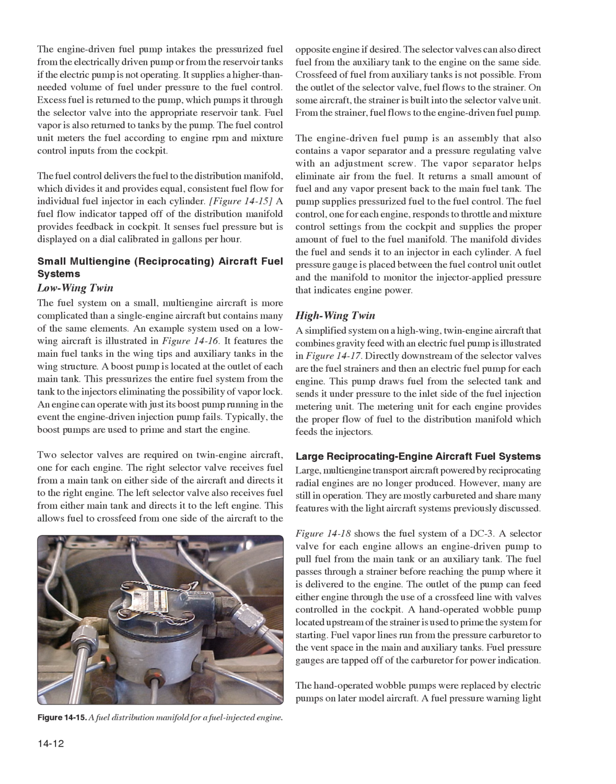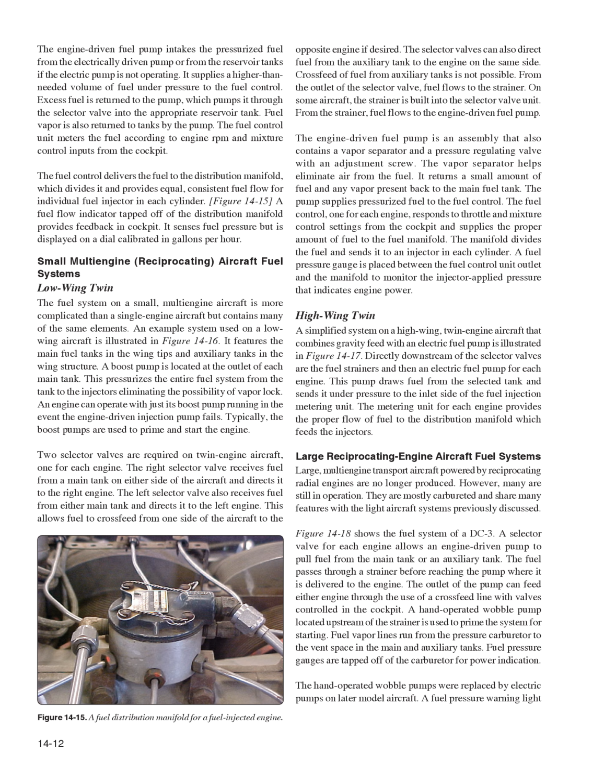Large reciprocating engine aircraft fuel systems. Large, multi-engine transport aircraft powered by reciprocating radial engines are no longer produced. However, many are still in operation. They are mostly carbureted and share many features with the light aircraft systems previously discussed. Figure 14.18 shows the fuel system of a DC-3.